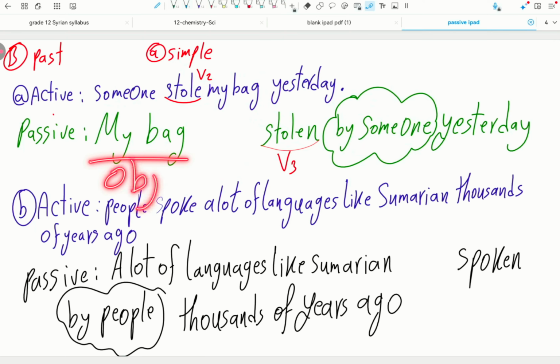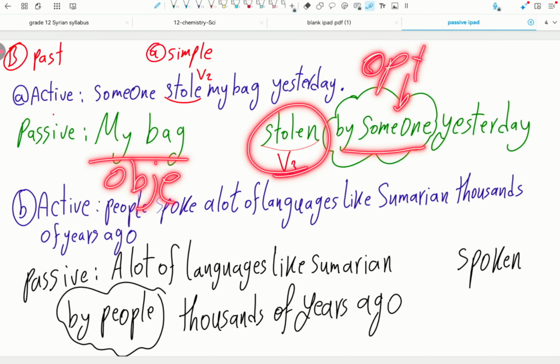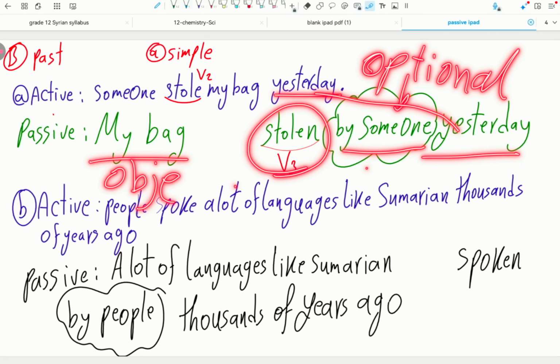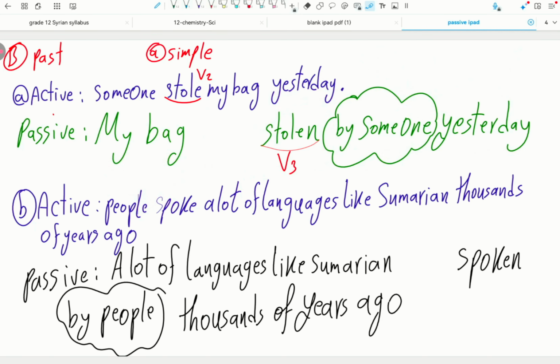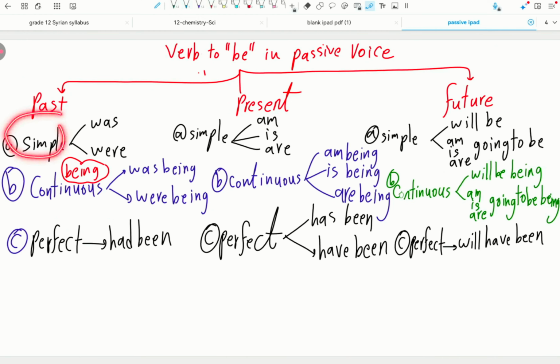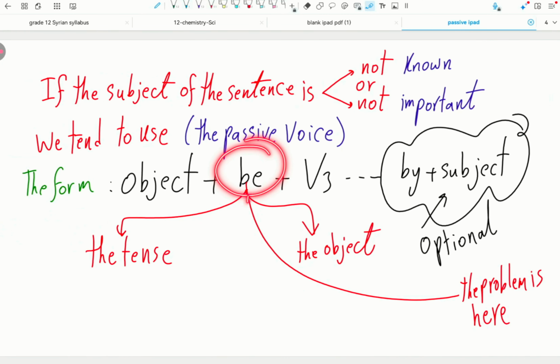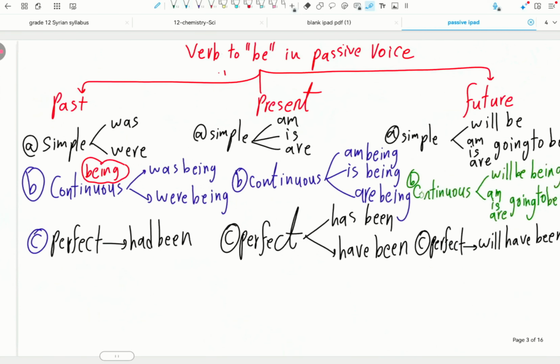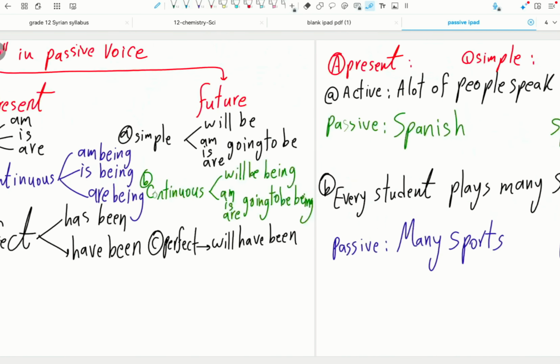So we have the object at the beginning of the sentence. We have verb 3, by someone, which is optional. I can leave it and I can keep it. And the rest of the sentence will be laid there. So the problem is in verb to be here, my friends. What should I use as verb to be? What tense is this? Stole is verb 2, sorry, the second form of the verb, which is past simple. So what options do I have? I have 2 options for past simple, was or were. So we use verb to be in accordance with the tense.